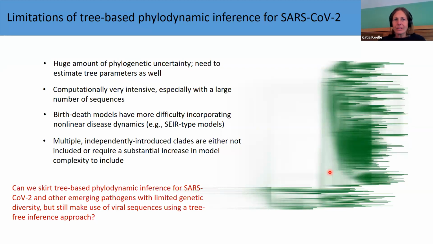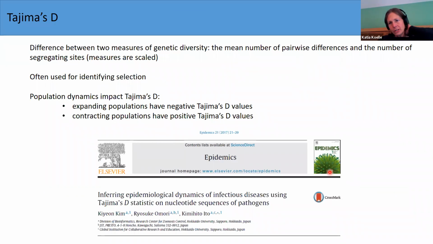So these are the limitations, I think, of tree-based phylodynamic inference for SARS-CoV-2 and for other emerging viral pathogens. And so the question is, can we consider skirting tree-based phylodynamic inference for some of these low diversity emerging pathogens, but still make use of viral sequences using a tree-free inference approach? The way we started thinking about it was actually with this population genetic statistic, Tajima's D, that I think everyone has probably heard about already at some point in their career.